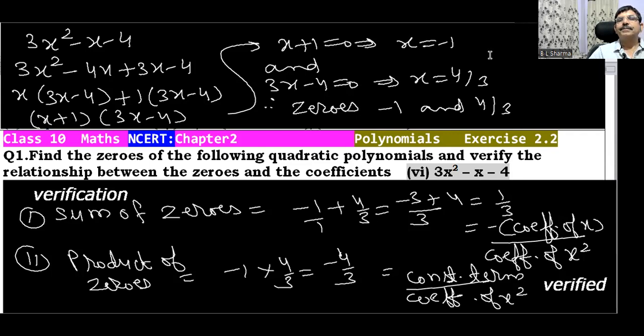So that's all for question number 1 of exercise 2.2, which says to find out the zeros of the given quadratic polynomial and verify the relationship between the zeros and the coefficient. Students, one question of this kind definitely comes in the examination. And it is very important for you to find out the zeros, and to find out the zeros, you must know how to factorize the given quadratic polynomial by splitting the middle term.